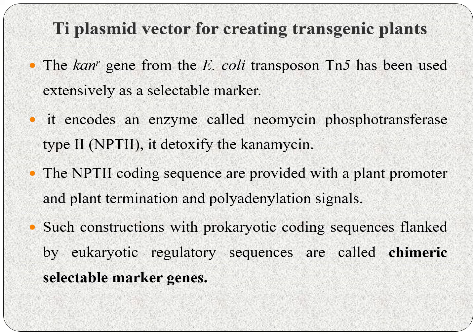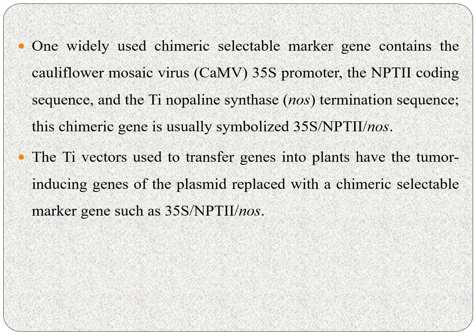The kan gene from E. coli transposon Tn5 has been used extensively as a selectable marker. It encodes an enzyme called neomycin phosphotransferase type 2 (NPT2). It detoxifies kanamycin. The NPT2 coding sequence is provided with a plant promoter and plant termination and polyadenylation signals. Such constructions with a prokaryotic coding sequence flanked by eukaryotic regulatory sequences are called chimeric selectable marker genes.